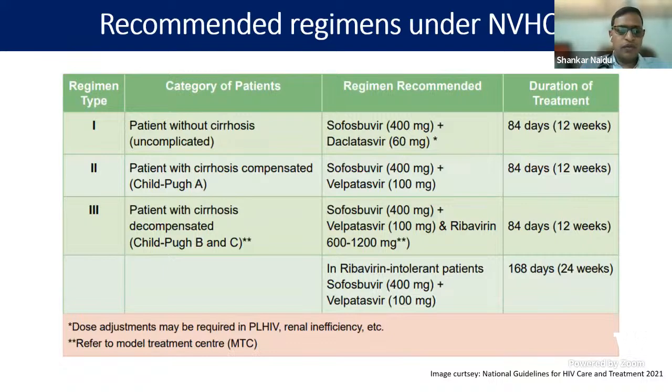And the preferred regimen for patients who have severe decompensated cirrhosis, which falls into Child-Pugh score B or C, would be sofosbuvir plus velpatasvir plus ribavirin. So in patients who have Child-Pugh score B or C cirrhosis, in addition to sofosbuvir and velpatasvir, we add ribavirin for a duration of 12 weeks. If patients are not able to tolerate ribavirin, then we are going to treat them only with sofosbuvir and velpatasvir for a total of 24 weeks, that is 6 months.